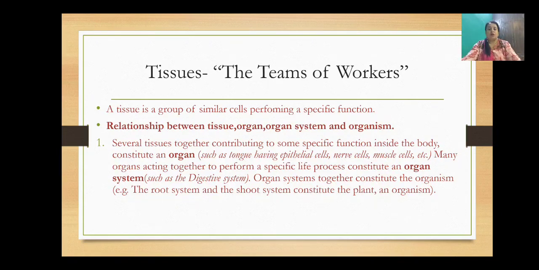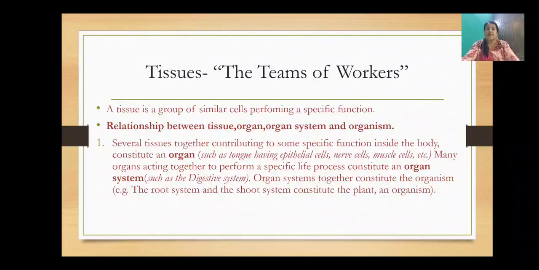See children, since we are studying about the tissues, let us study the tissues in detail, right? Let us understand what tissues are. Tissues are also considered as teams of workers, right? Like in the previous classes you have studied what a cell is and what tissues are. So let me tell you, a tissue is a group of similar cells performing a specific function. Similar types of cells constitute a tissue which has its own specific function.